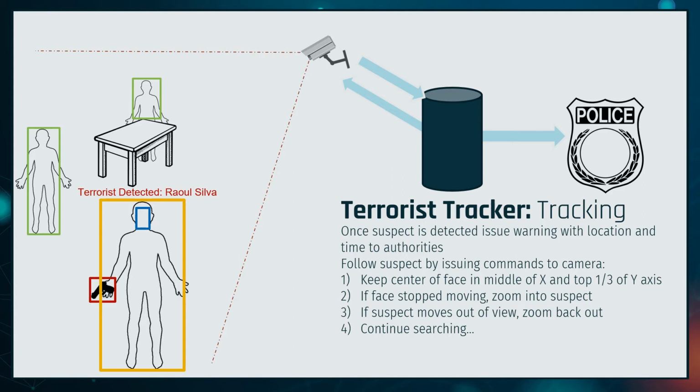If the face box doesn't move for several frames, the Terrorist Tracker assumes the suspect has stopped moving and zooms into the suspect to get a clearer shot. If the suspect is no longer in camera view, Terrorist Tracker automatically zooms back out and continues its search again. Now let's see a demonstration of Terrorist Tracker tracking and zooming into a suspect.